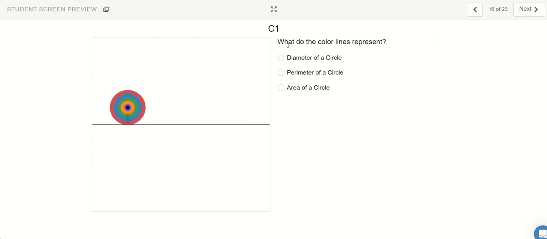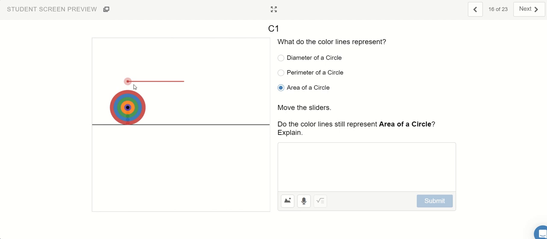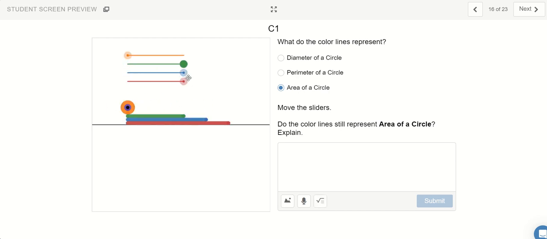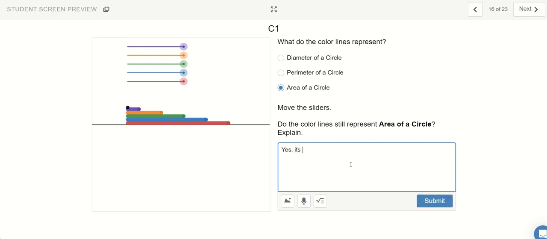Right. For section C, we're going to be going over a proof for the area of a circle. Notice that these circles all represent the areas. This is the inside of the circle. And just like with the perimeter, I can unwrap each section of the area and corner it to make it a straight line. So even though I unwrapped it, do the colors still represent the area? Yes. It's the same space inside of a circle.